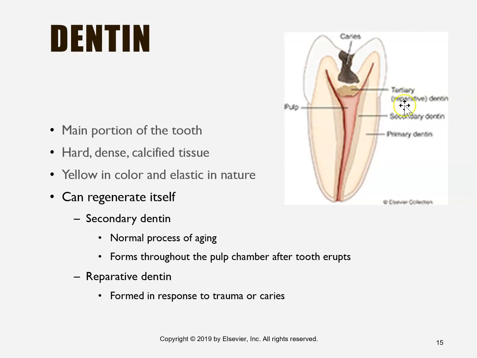And then tertiary or reparative dentin, that's this one right here. So anytime you have a cavity, to compensate, they'll make tertiary dentin to help out. It's like a compensation factor. So anytime there's trauma, anytime there's caries, tertiary or reparative dentin will be formed, and that's what we see here.